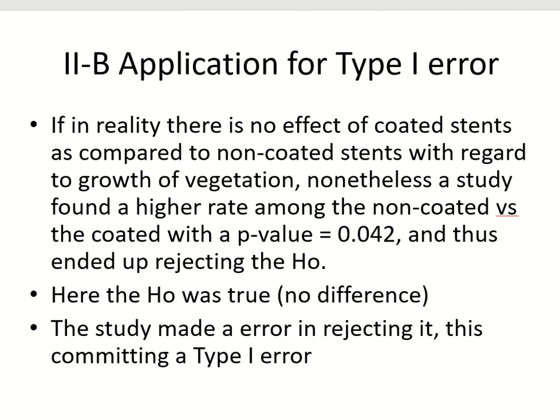A type 1 error is where you declare that there is a difference, you declare there is an effect, whereas in fact there is no effect. And it does occur 5% of the time.